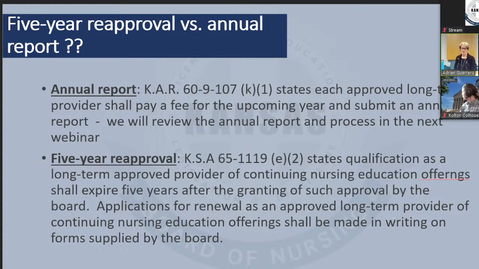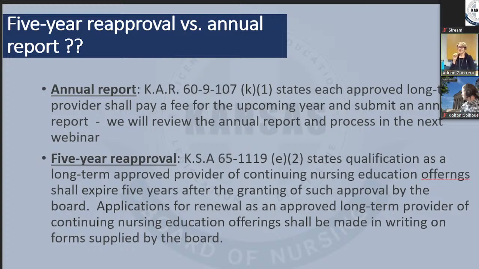And this is totally different than the annual report, because some people will send the annual report in and then they're delinquent on the 5-year reapproval. And they're like, well, I already sent that in. And no, you did the annual report, but you didn't do the 5-year reapproval. Two very, very different things.